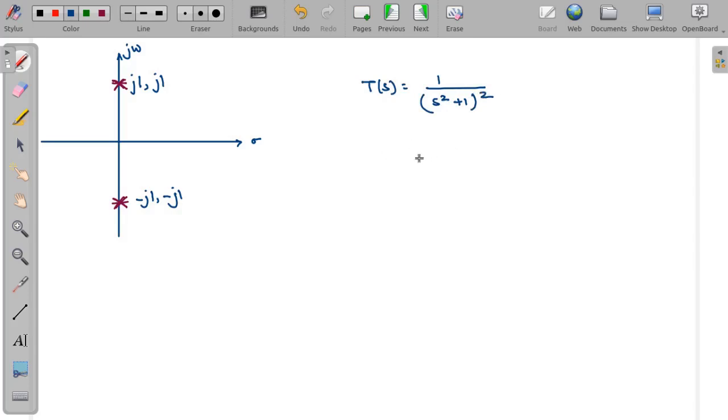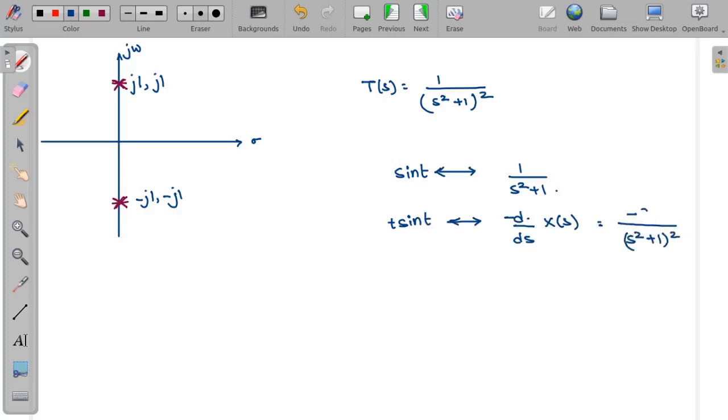That this will be equal to, if I want to take the inverse Laplace, so sine t. Sine t has Laplace transform 1 by s square plus 1. t sine t will have Laplace transform minus d by ds of this, or if you differentiate this, it will be s square plus 1 whole square minus 2s. Now this s, we have over here.